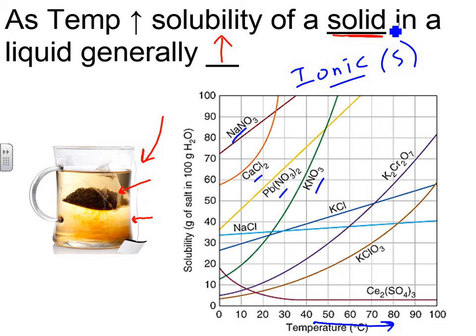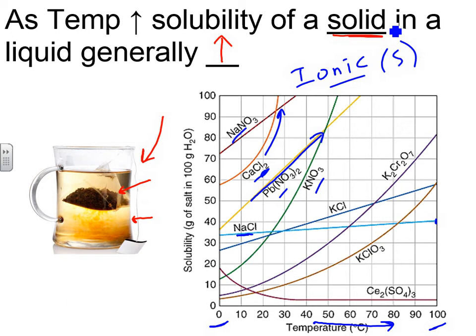Interestingly, some of them, the relationship is linear, like in the case of potassium nitrate. In the case of sodium chloride, notice it's just barely increasing. At the freezing point versus the boiling point of water, you can barely just dissolve another 6 grams or so of table salt, which is also very interesting. So some are linear like this. Others, like calcium chloride, are exponential. They just shoot up in solubility.